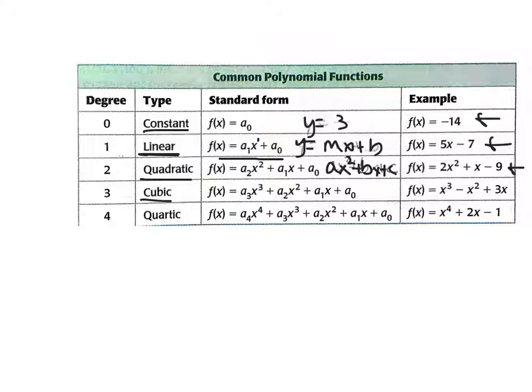Cubic is what you would think. Degree 3. Biggest exponent is 3. Quartic. Biggest exponent is 4, that's degree 4. So those are standard forms where you have f of x equals the function, and depending on what your highest exponent or your degree is, that's what we name it.